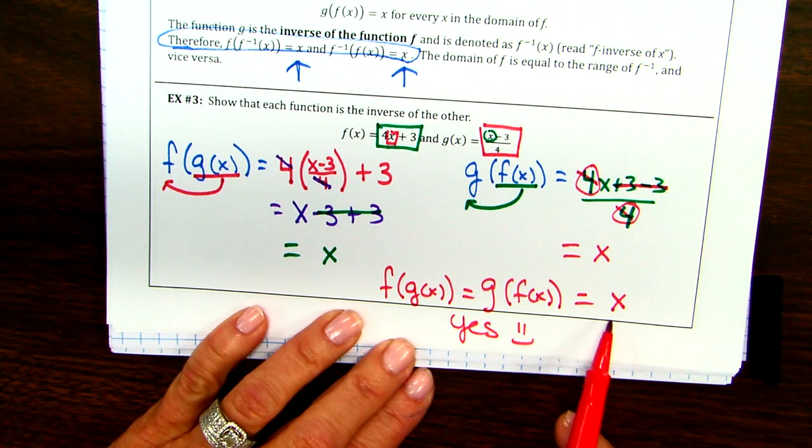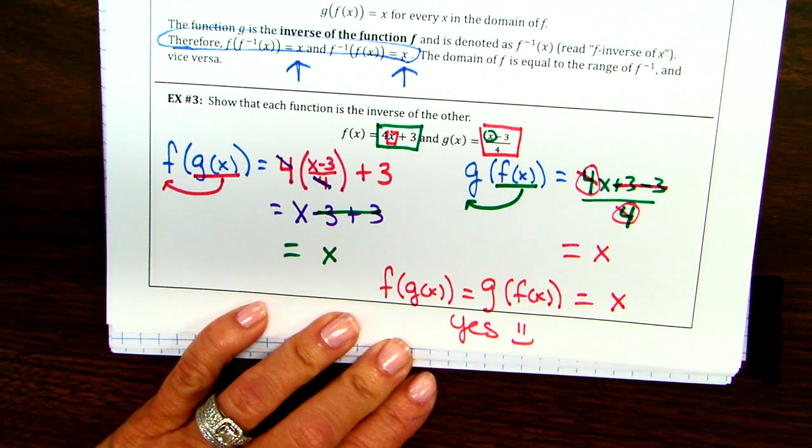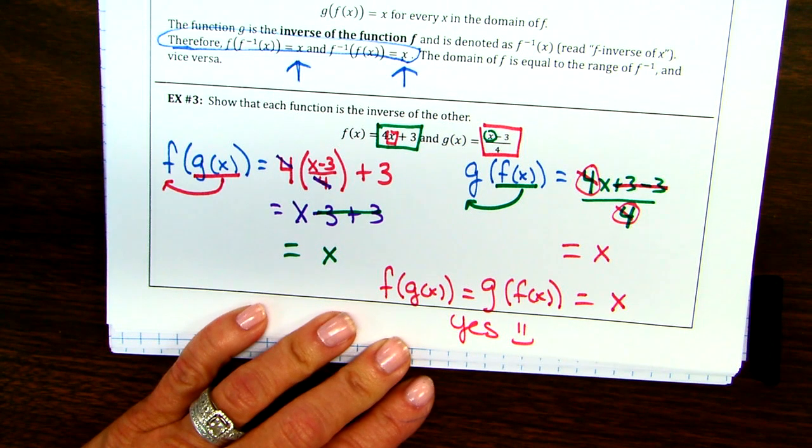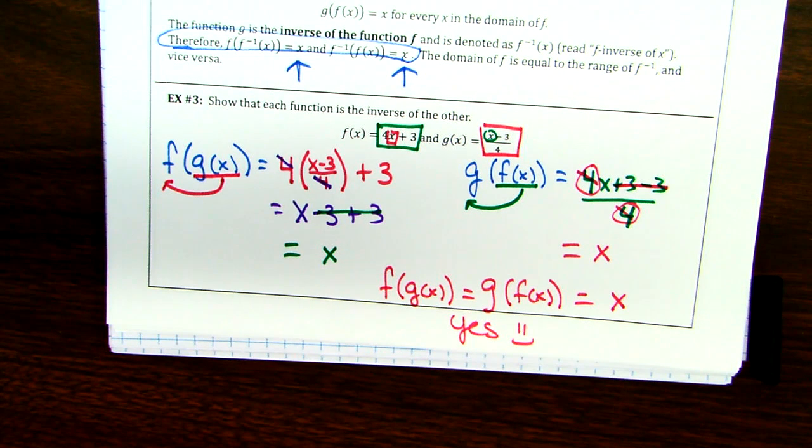And this is your identity function. Remember, that's the y equals x that goes right through, right? So that's the magic answer there to determine if they're inverses of each other. Okay?